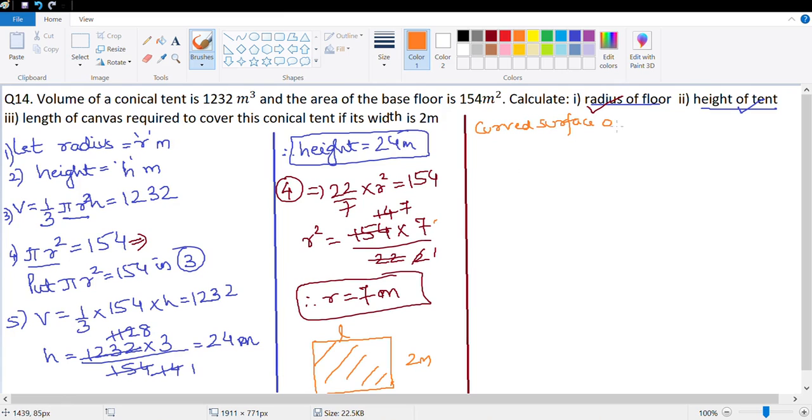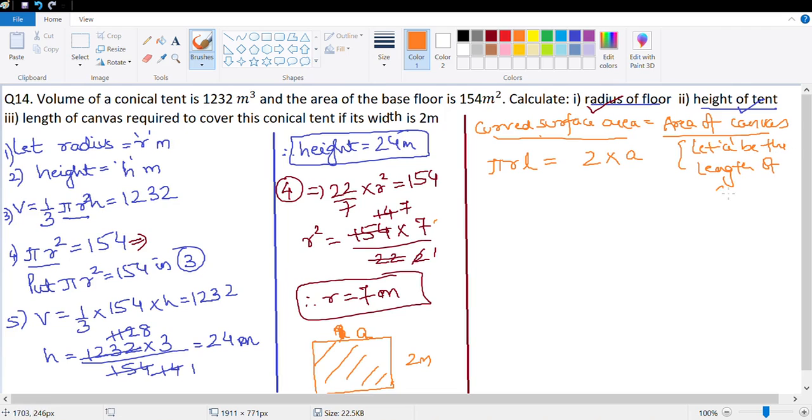is equal to the area of canvas. Yes, that will be the area of the canvas required. So curved surface area will be the area of canvas. Next, curved surface area is given by the formula. Let's take this to be a different variable. Let's call it A, because L will be taken as the slant height. So pi r L will be equal to 2 multiplied with A. Let A be the length of canvas. Correct. So pi r L is equal to 2 into A.